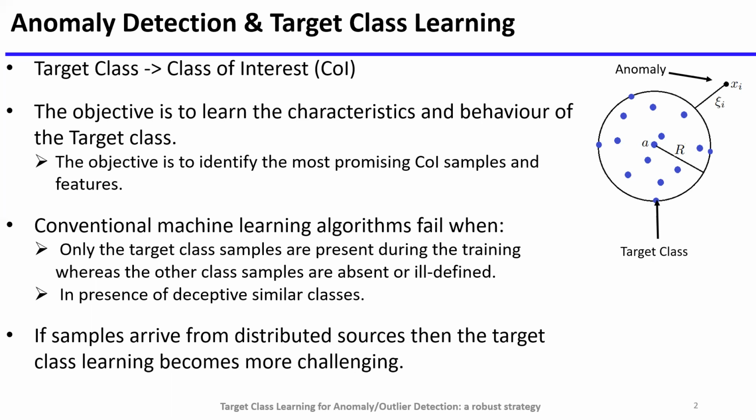This phenomenon becomes very tedious and tough when we talk about any distributed environment, because it is difficult to distinguish any anomaly sample. So if the samples are arriving from distributed sources, then target class learning becomes more challenging. We'll see all these things one by one as part of the tutorial.